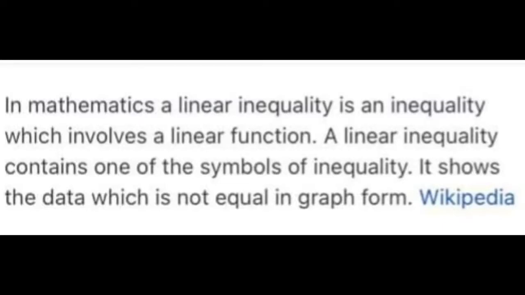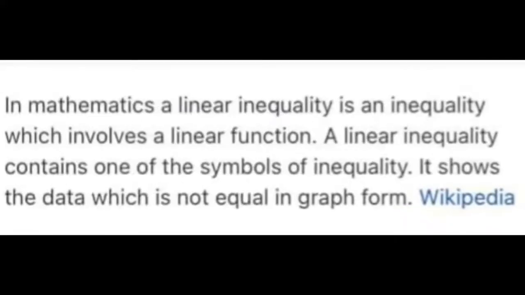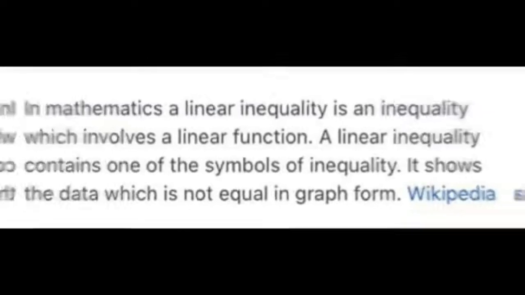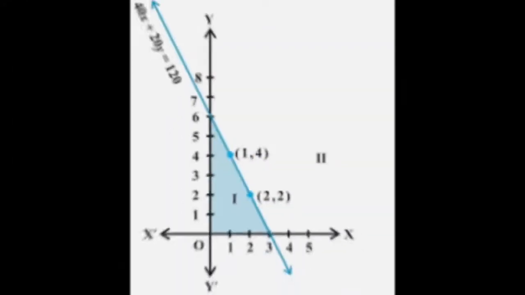A linear inequality contains one of the symbols of inequality such as greater than, less than, greater than or equal to, less than or equal to, and not equal. It also shows the data which is not equal in a graph form. Here are examples of linear inequalities in a graph form. Now we know the meaning of a linear inequality.